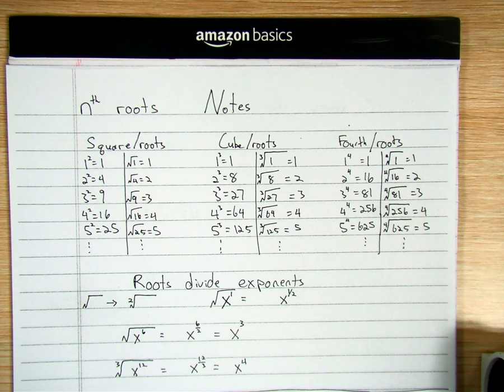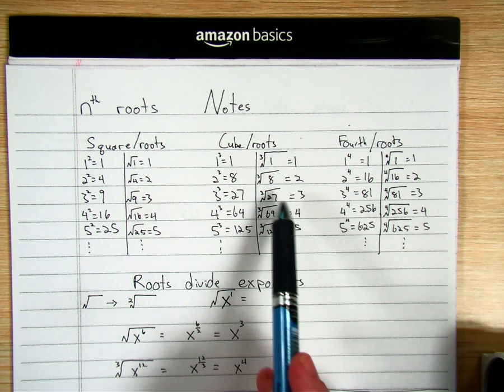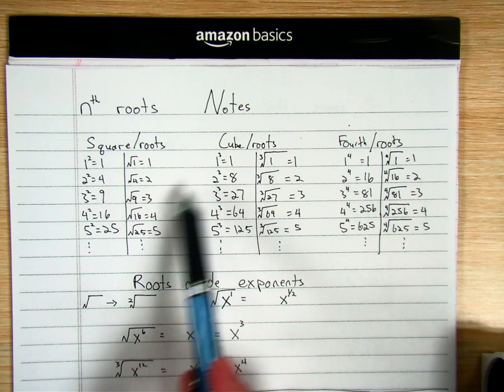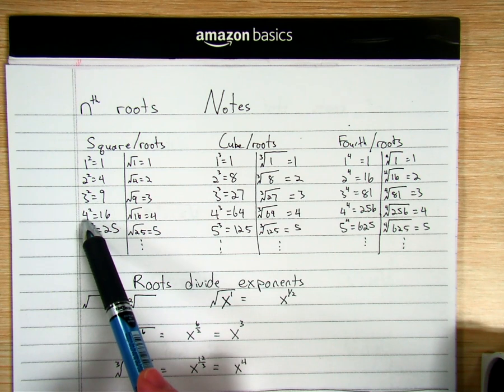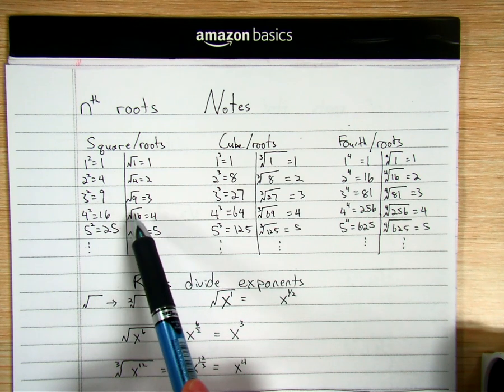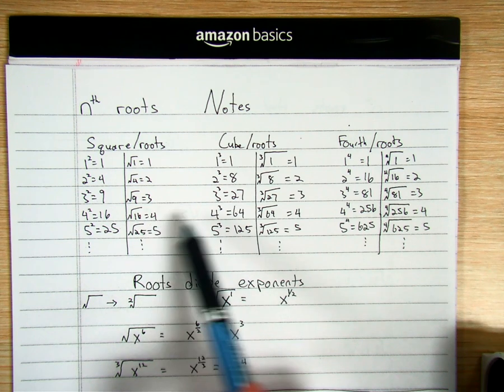What's up, Algebra 2? Here we are with Unit 6, Day 1, nth roots. Okay, we've been working a lot with square roots and even worked a little bit with some cube roots. Squares and square roots are opposite, so like 4 squared equals 16, but the square root of 16 goes in reverse, takes you down to 4.